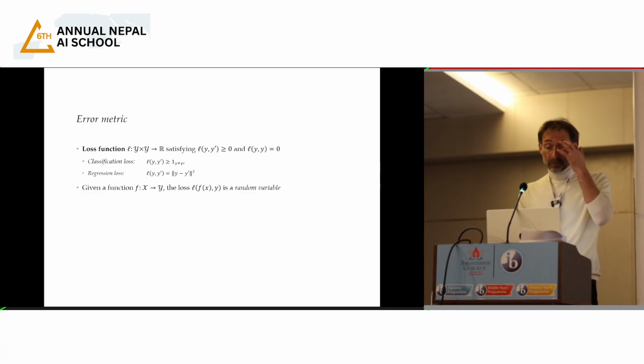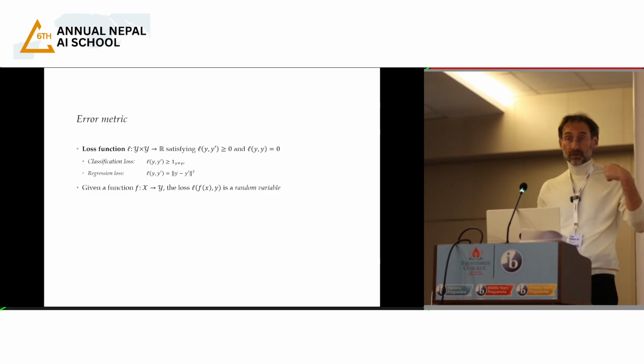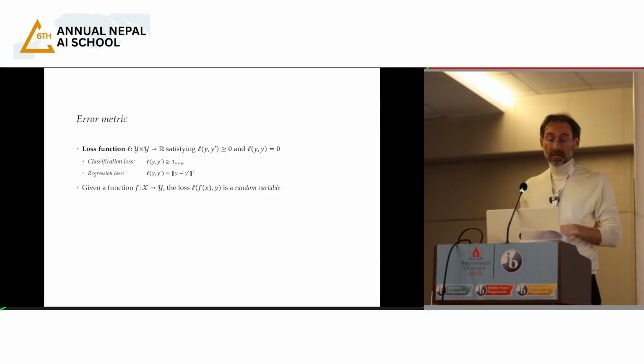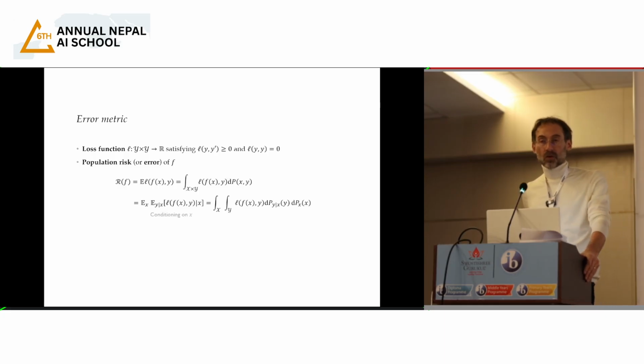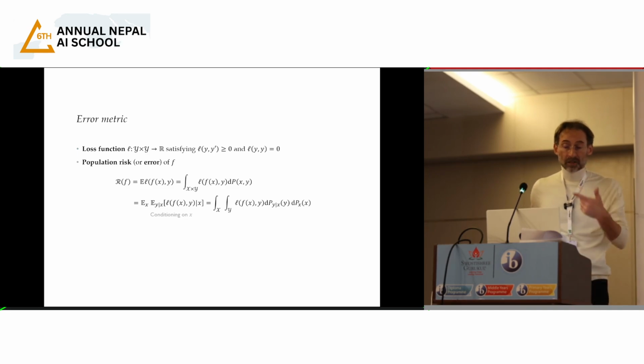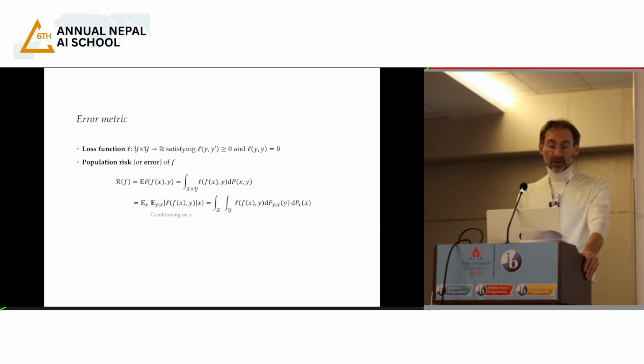And if I give you a function that takes you from the input space to the output space, and I look at the loss, I compare the ground truth label with the predicted label. I remind you that our data is sampled from some random distribution, so the loss is a random variable. So what I can do is take its expectation over all the distribution of the data, and this way I give you a number. This is called the population risk or the population error. So what will be the loss on all the distribution of my data?